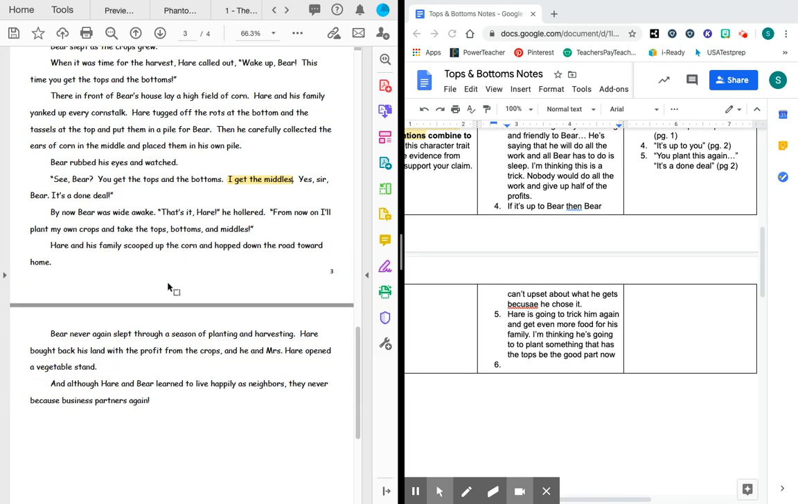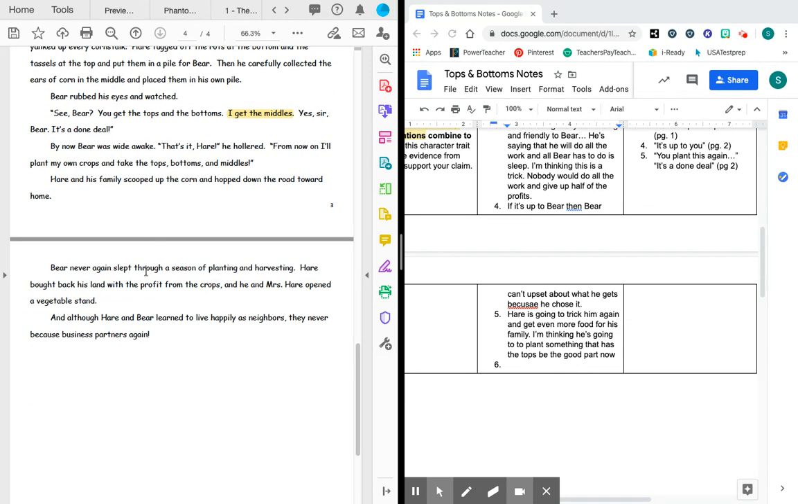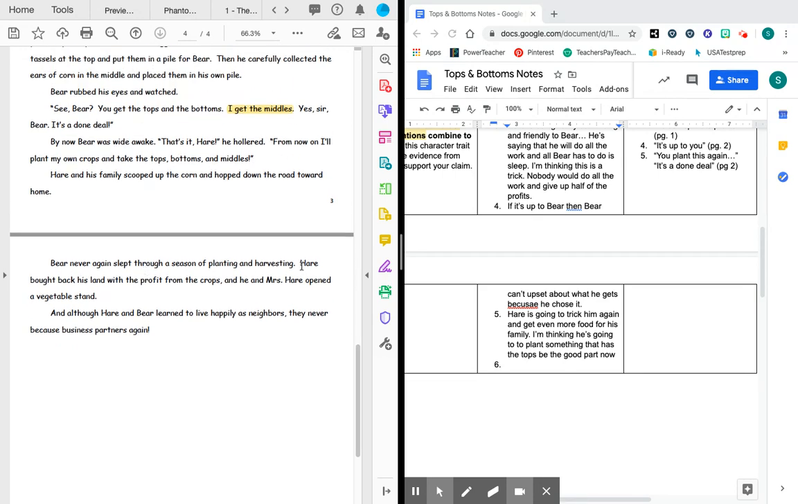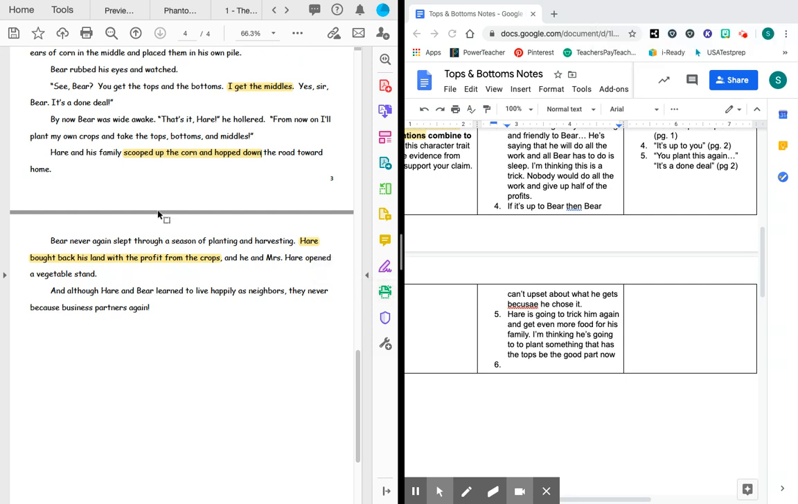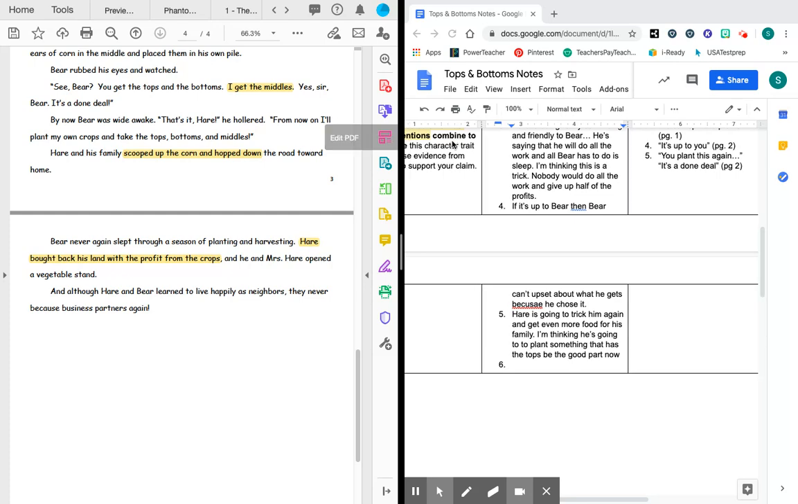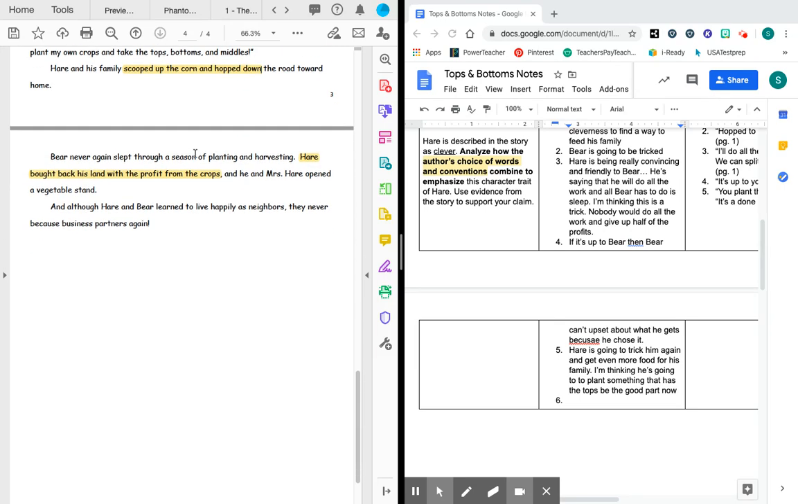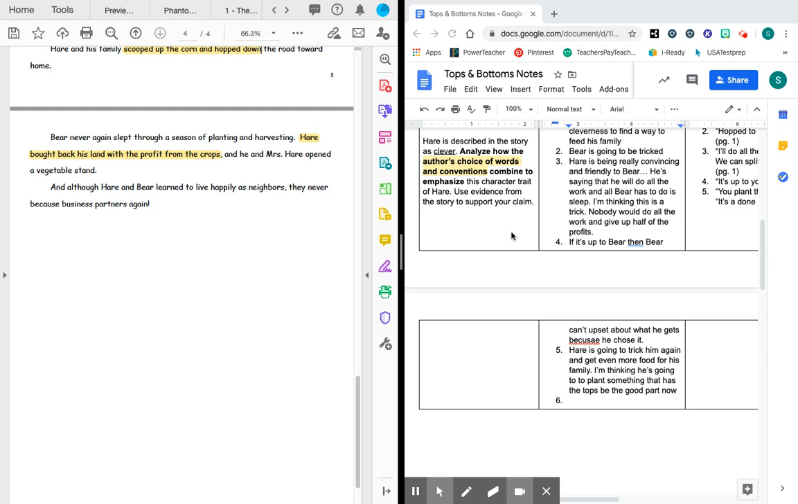So yeah. And then at the very end, Hare ends up buying back his land. They scooped up the corn and hopped down the road towards home. And so these are also some more pieces of evidence where the word choice can show that he's clever. He scooped up the corn, hopped down the road. He buys back his land, all this good stuff.